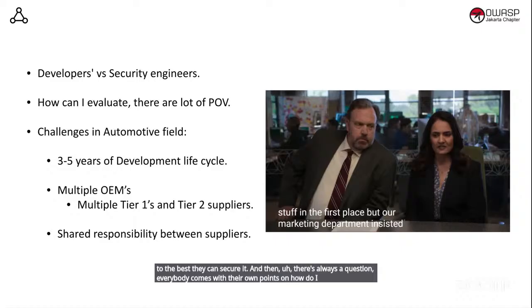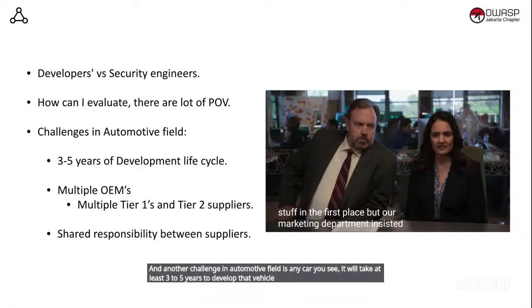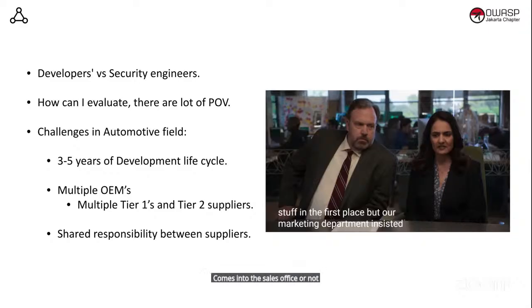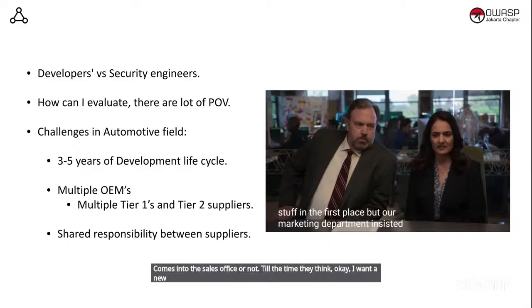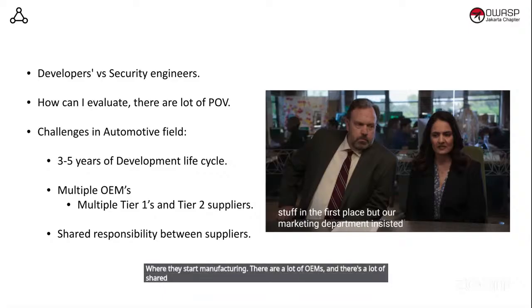Another challenge in the automotive field is that any car you see will take at least 3 to 5 years to develop. From scratch to design and manufacturing and everything, till the time production starts, not about whether it comes into the sales office or not. Till the time they think, okay, I want a new car, to the time to production where they start manufacturing. There are a lot of OEMs, and there is a lot of shared responsibility between suppliers and all of that.